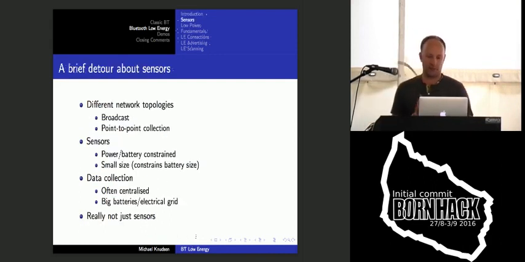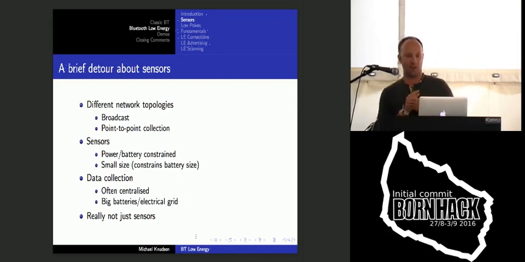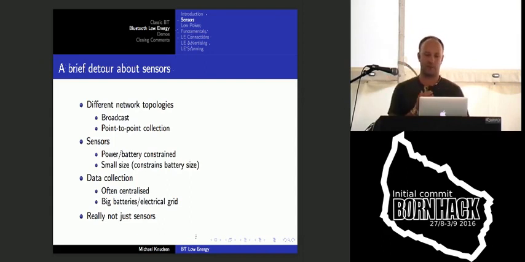Okay, before we head more into Bluetooth Low Energy, just a brief detour about sensors. If we have sensor networks, we often have different kinds of network topologies. Something can be broadcasting, like just broadcasting that the temperature is 50 degrees. Or you can have point-to-point connections, where you set up a connection and sync to some device and you repeatedly listen to sensor updates from this particular device.